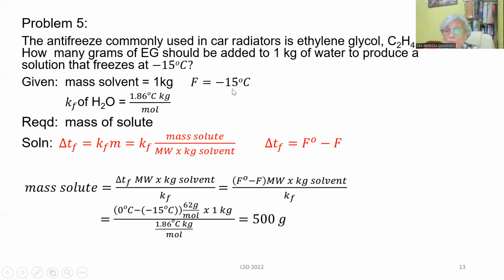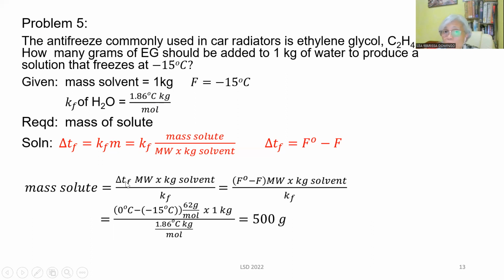The freezing point of the solution is negative 15 degrees Celsius. K sub F is constant, 1.86. We are required to find the mass of the solute. So we know that delta T sub F, or the freezing point depression, is equal to K sub F times m. And m is just mass of solute divided by the molecular weight divided by kilogram solvent. Ito yung ating unknown, mass of solute. Okay? So applying again additive and multiplicative inverse, the mass of solute is equal to delta T sub F times MW times kilogram solvent divided by K sub F.